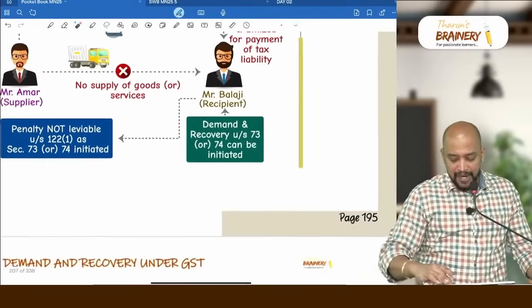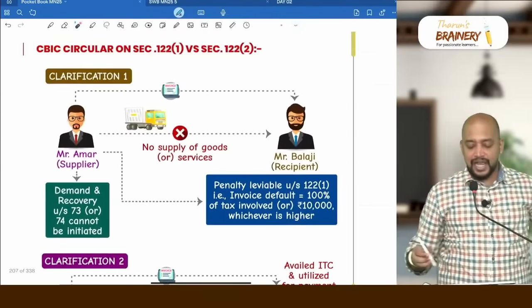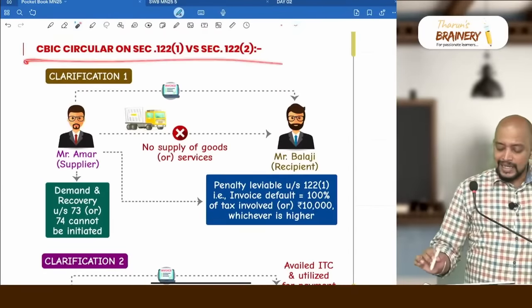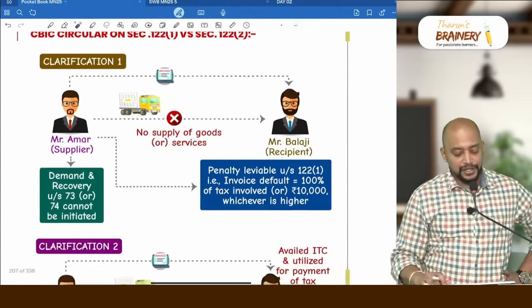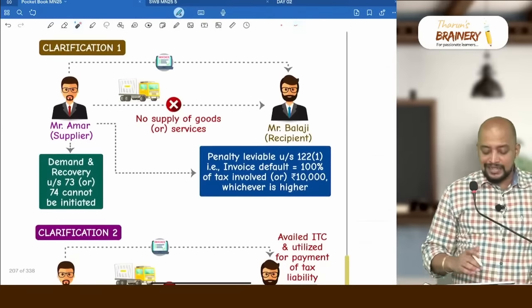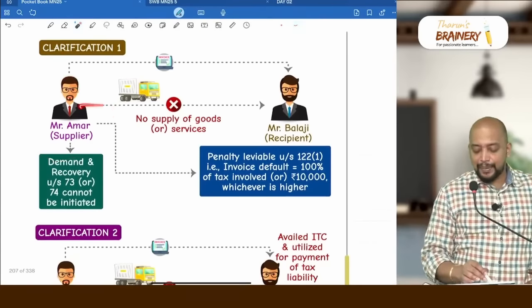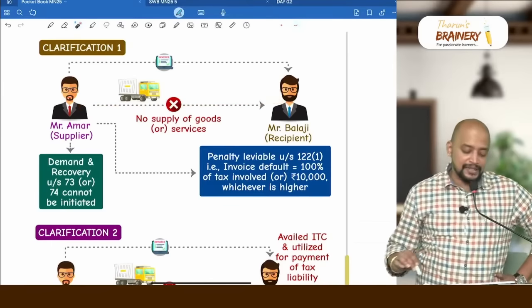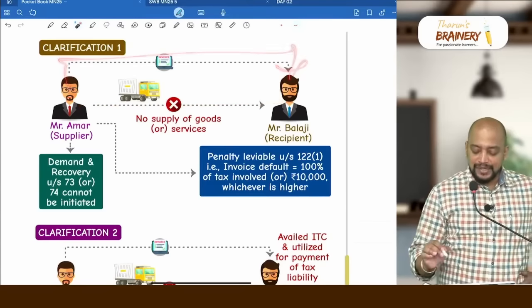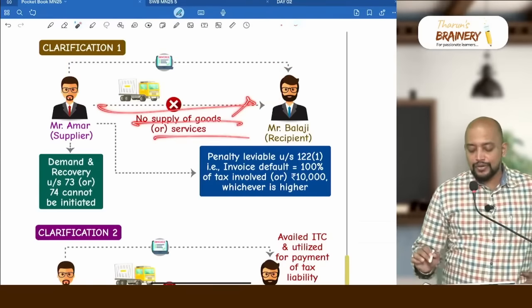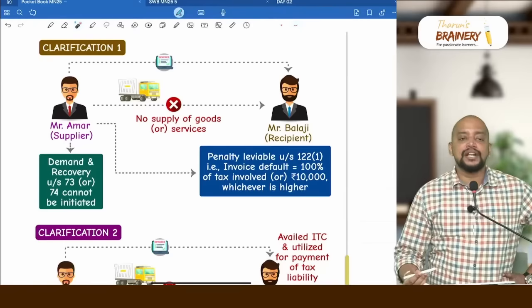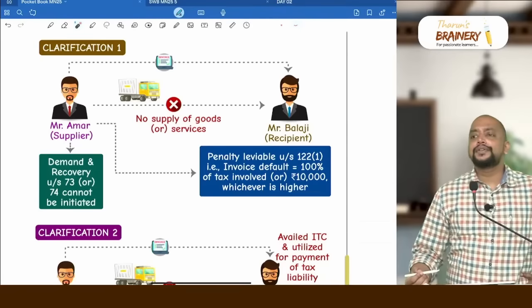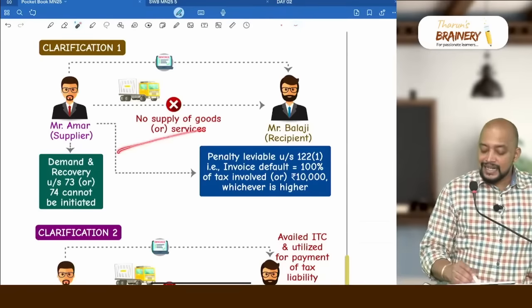You see page number 195, clarification number 1, CBIC circular on section 122 subsection 1 versus 122 subsection 2. In this, Mr. Amar is not making any supply, but just raises an invoice to Mr. Balaji. There is no supply of goods or services. First of all, is Mr. Amar having any GST liability? No GST liability. Why? Sir, he did not make a supply.